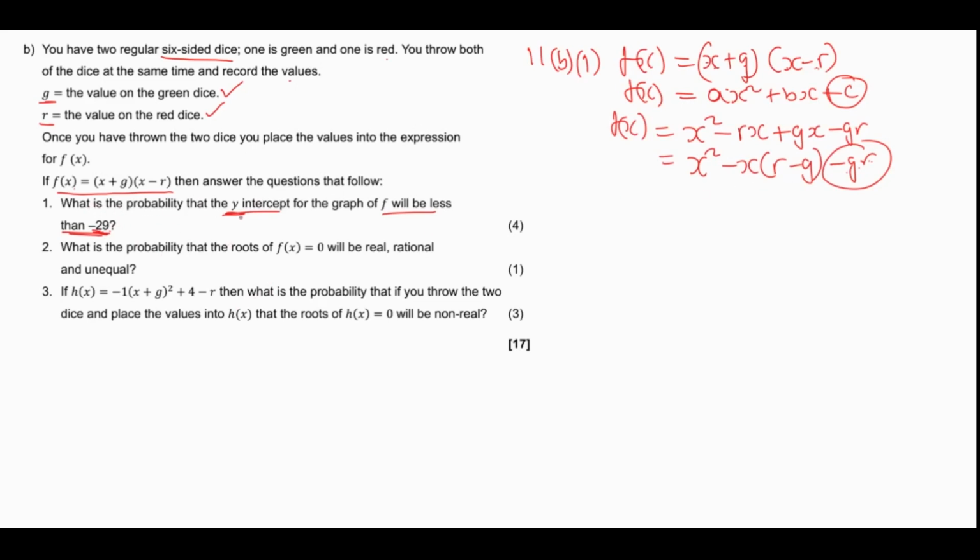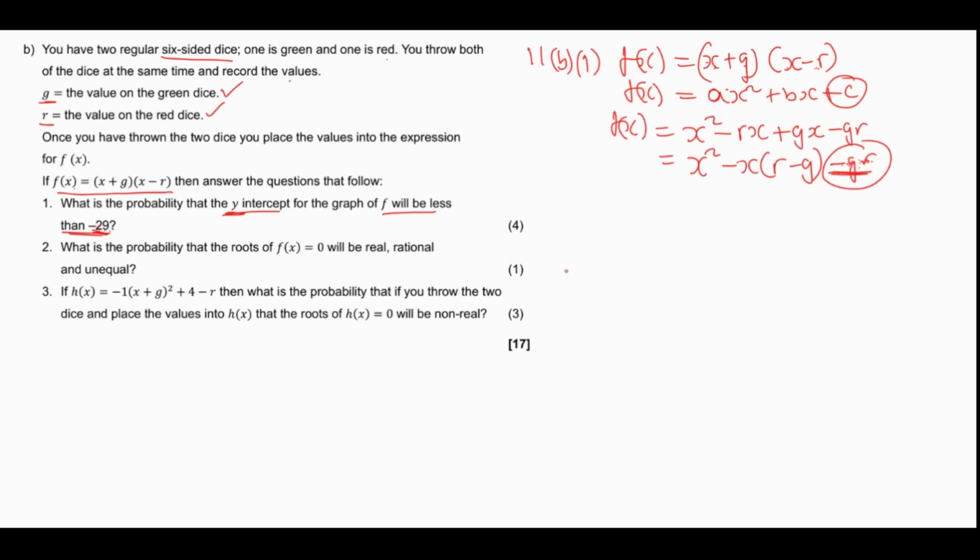Remember, it says, what is the probability that the y-intercept for the graph of f will be less than negative 29? So it can be maybe negative 30 or negative 36. The product of the two outcomes should be anything greater than 29, because you have negative gr here. 6 times 5 gives us 30, then becomes negative 30, which is less than negative 29. Or we have 6 and 6. 6 times 6 gives us 36, then this becomes negative 36, which is less than negative 29.